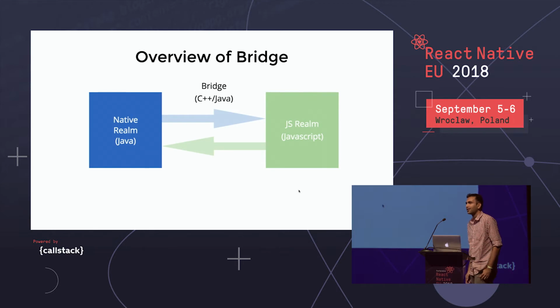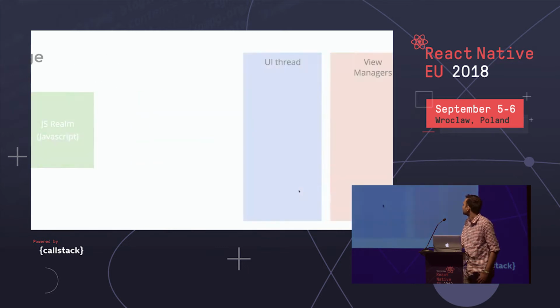As you guys are already aware, React Native consists of the JavaScript world and the native world. In case of Android, the native world is Java, and the bridge is this serial communicator that transfers all your commands from your JavaScript world to the native world, and vice versa. So the bridge is actually written in C++ or Java. So let's look at an example of how it works.